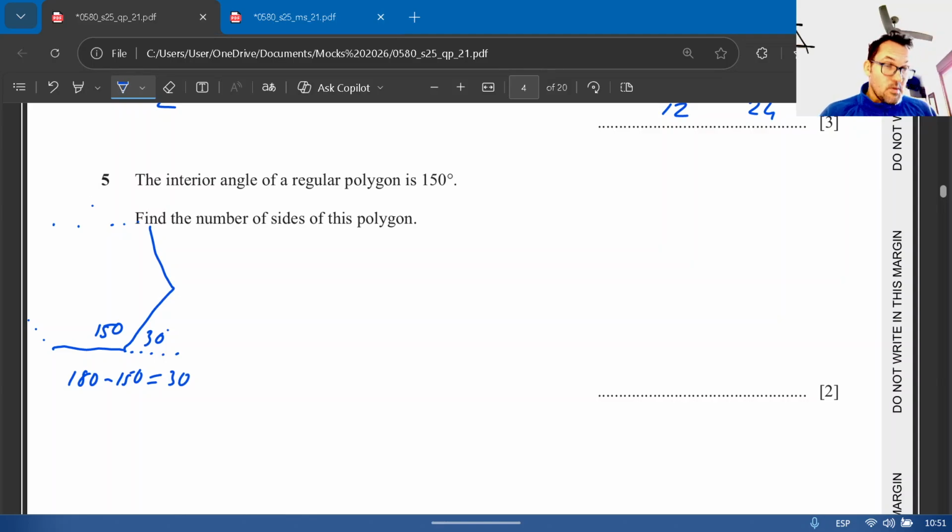Interior angle is 150. Remember, if the interior angle is 150, the exterior angle will be 30, because interior plus exterior is always 180. And we know that the exterior angles of any polygon always add up to 360. So all we need to do here is divide it by 30 to get the number of sides. Cancel the zeros. 36 divided by 3 is 12.